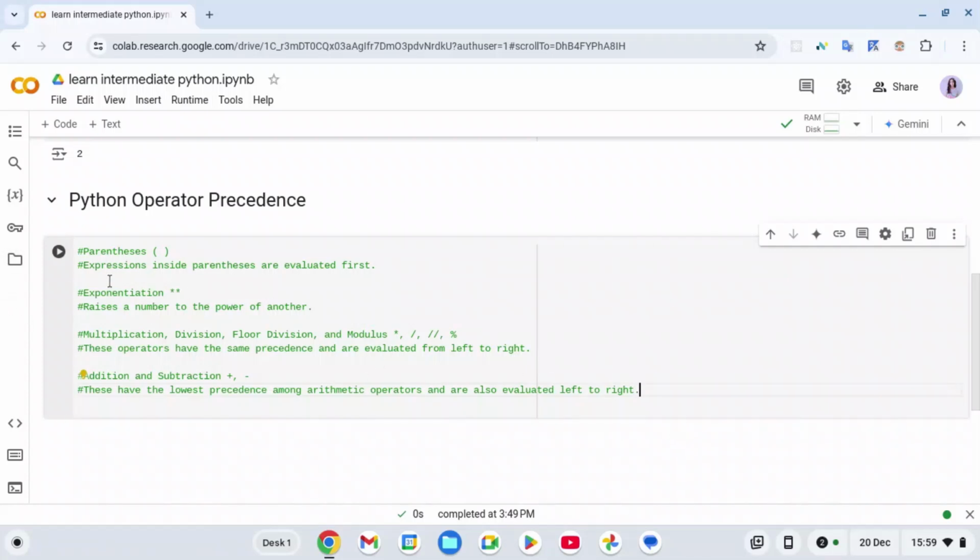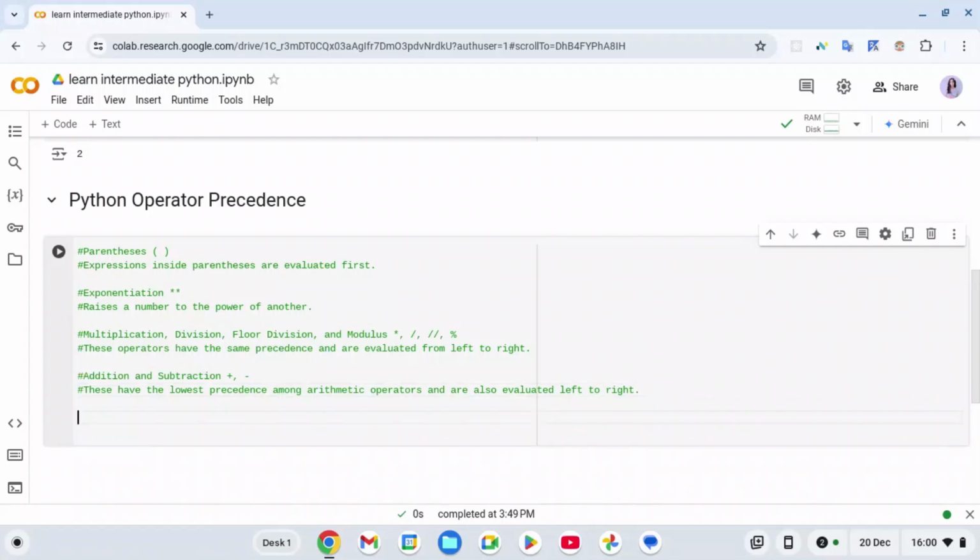For parentheses, expressions inside parentheses are evaluated first. Then the third is multiplication, division, floor division, and modulus. These operators have the same precedence and are evaluated from left to right. And lastly, we have addition and subtraction. These have the lowest precedence among arithmetic operators and are also evaluated left to right. So if you know this order, you can now understand our code.